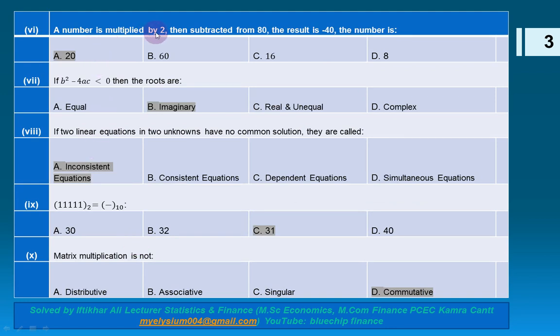A number is multiplied by 2, then subtracted from 80, the result is minus 40. In this MCQ, you will have to create an equation through this theoretical data. If b square minus 4ac is less than 0, the roots are imaginary. If two linear equations in two unknowns have no common solutions, they are called inconsistent equations. 11111 binary is equal to, correct option is 31 decimal, and matrix multiplication is not, correct option is commutative.